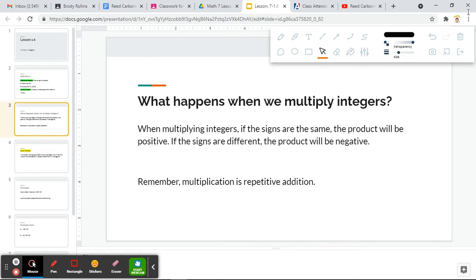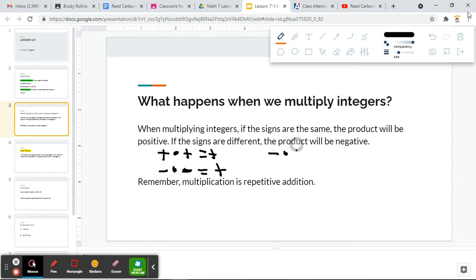So what happens when we multiply integers? Well, when multiplying integers, if the signs are the same, the product will be positive, and if the signs are different, the product will be negative. And just remember that multiplication is only repeated addition, so it allows us to think about that in that way. So this is a little bit different than our adding rules, right? If I'm doing a positive number times a positive number, that's always going to be positive. Same with a negative number times a negative number. Since these signs are the same, I would get a positive product, or positive answer.